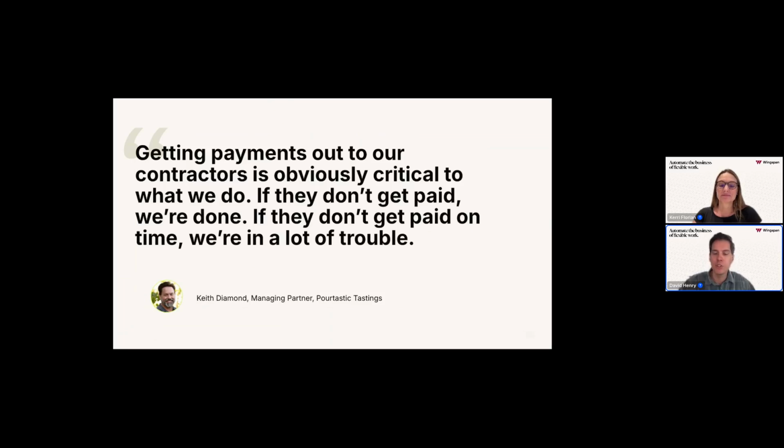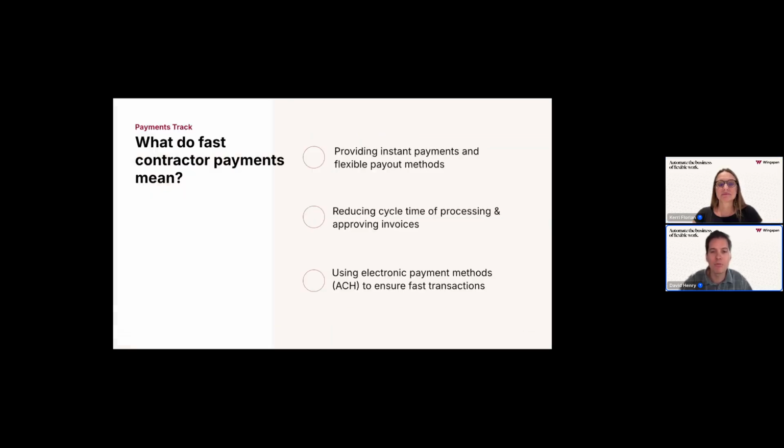This is particularly true for businesses where they use contractors to provide revenue generating services. And obviously for Portastic, that's going to be front and center. But I think it's important to ground out why that really matters for contractors and how managing this differently can have really significant downstream effects. We're going to dig into what a couple of those look like in a few slides here.